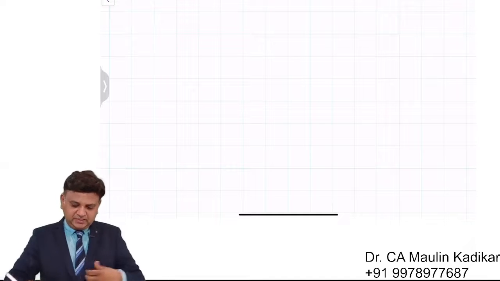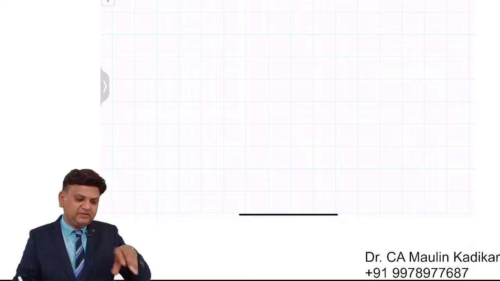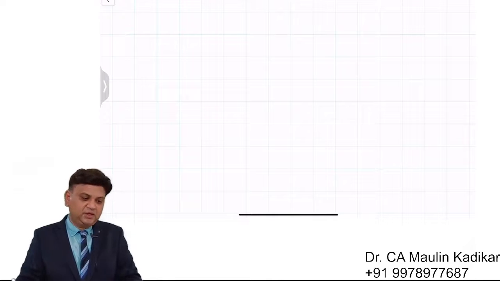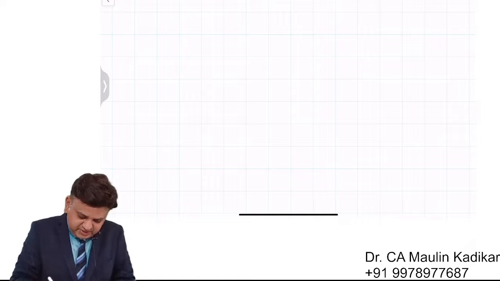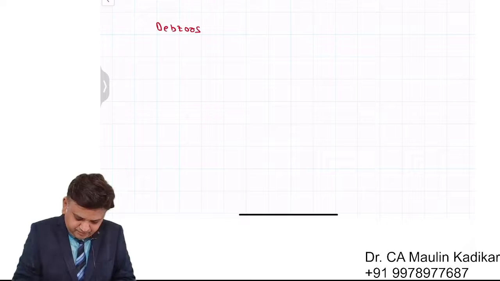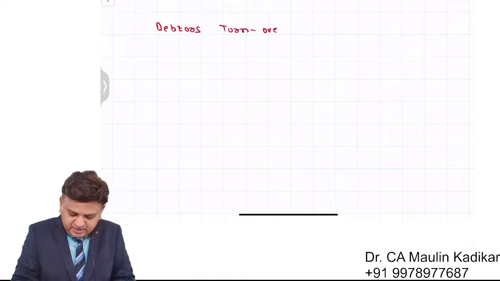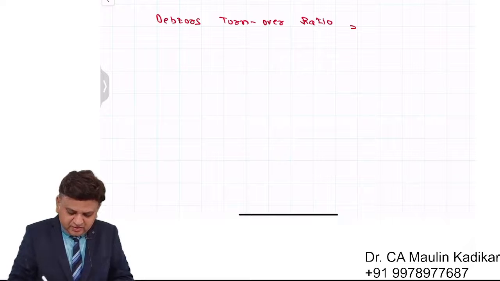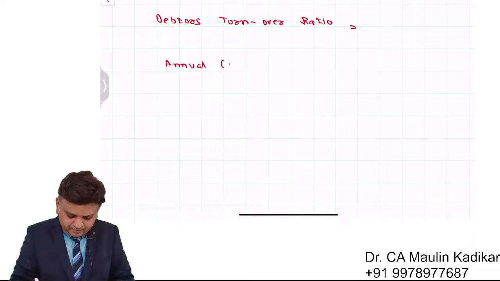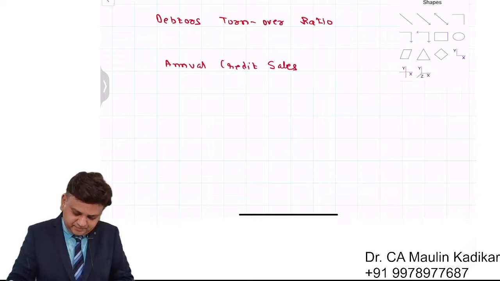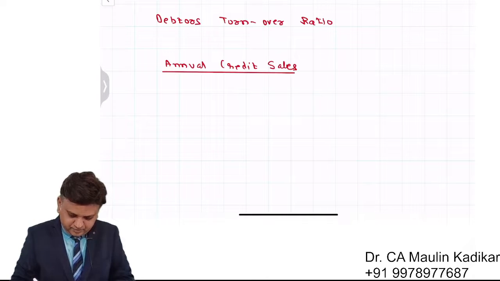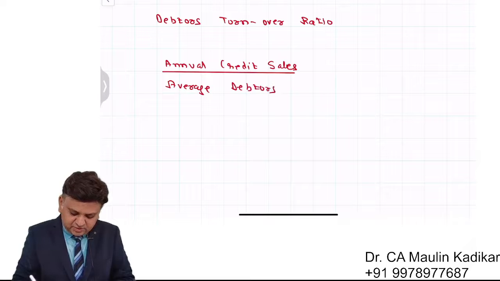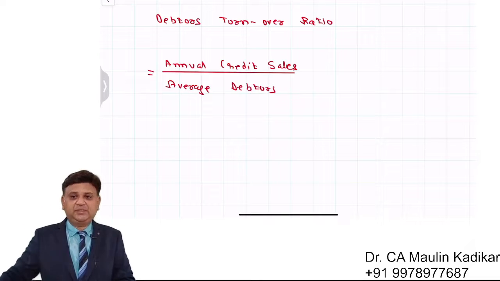Let us understand how to calculate the answer. First of all, friends, from the given information, we have to compute the closing debtors. Because as far as the debtors turnover ratio is concerned, it will be calculated using the formula: annual credit sales divided by average debtors. That is the way this ratio is calculated.